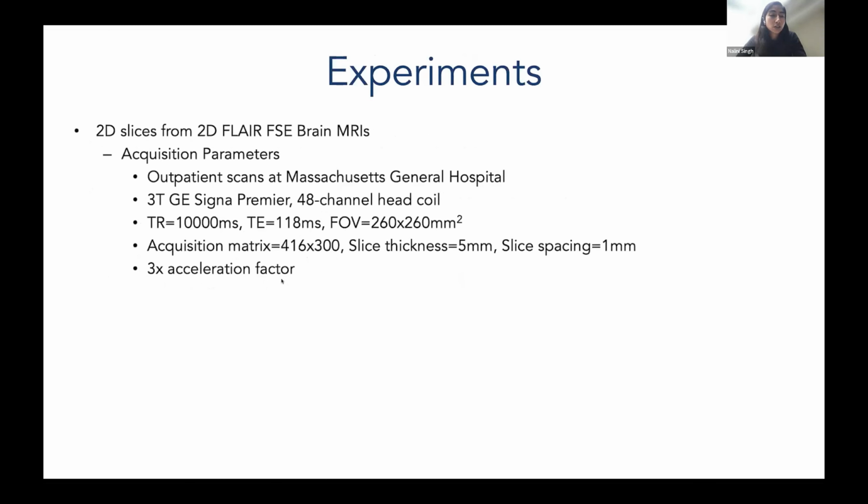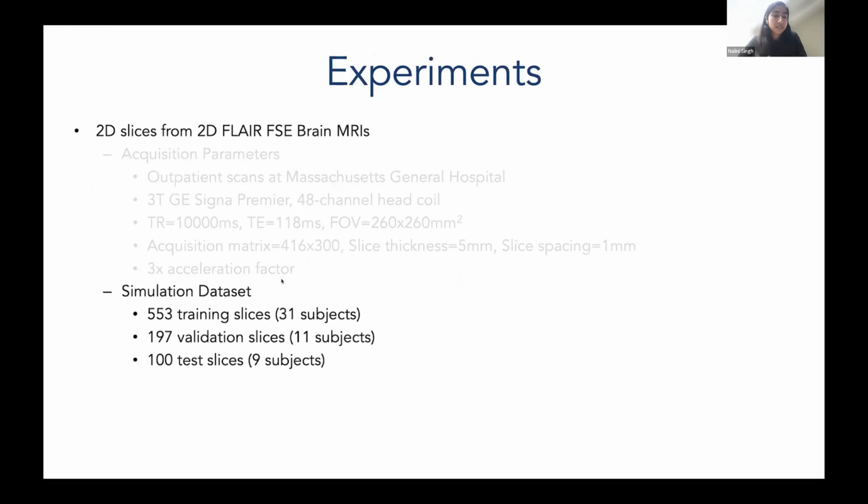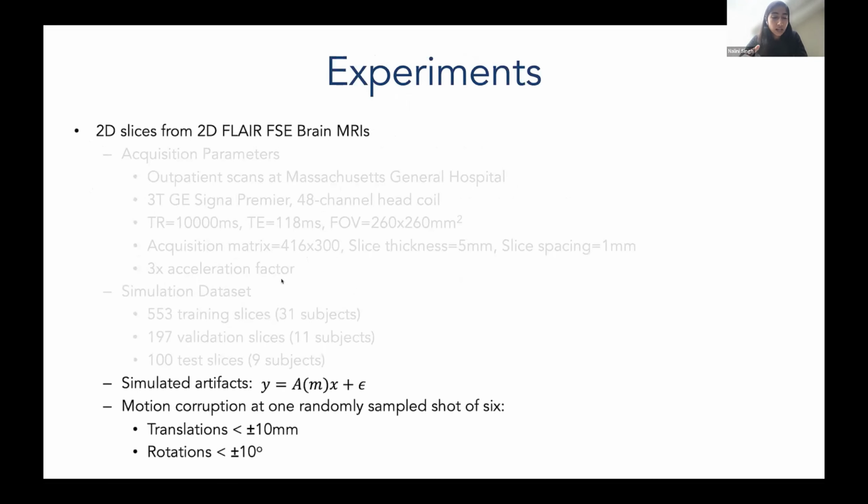So we demonstrate this on 2D slices from FLAIR FSE brain MRIs, and there's some acquisition parameters, which I've shown on the slide. For training, we have to simulate this data, and so we have a data set that we use to do this. We simulate using the forward model, which I described earlier, and we simulate really sort of dramatic motions. So we randomly sample a point during the acquisition at which we apply the motion, and we simulate translations up to 10 millimeters and rotations up to 10 degrees, which for MRI is really sort of dramatic motions to be occurring over the time scale of this imaging.